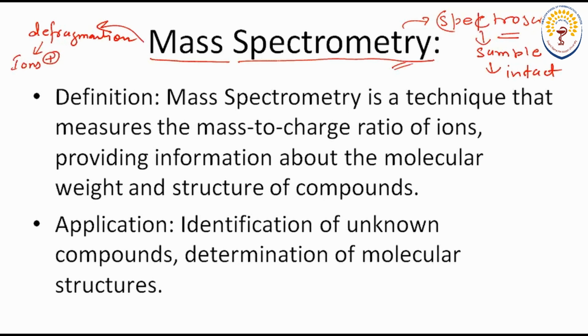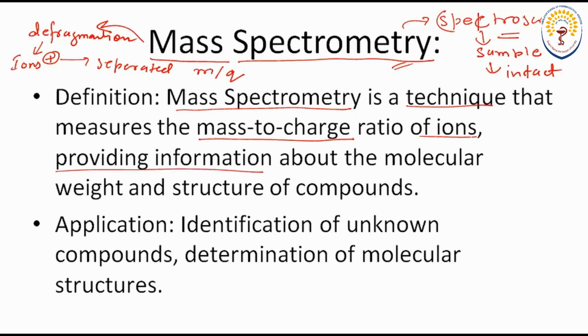Mostly we are talking about the positively charged ions, and these ions are then separated, and separation is done on the basis of mass to charge ratio. So you can understand this from the definition. Mass spectrometry is a technique which actually measures the mass to charge ratio of the ions, and it provides us information. But what kind of information are we getting?